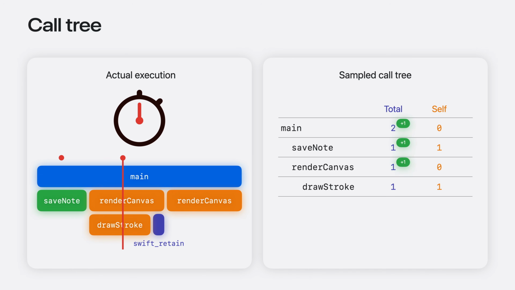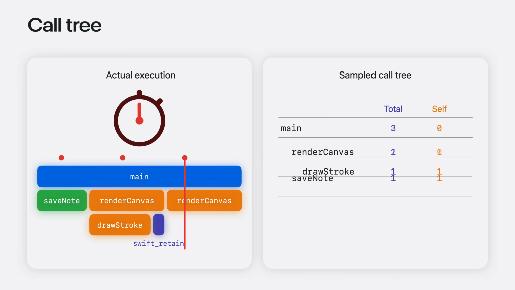A millisecond later, the second sample fires. This time, we sample main calling render canvas, which calls the drawStroke function. Their weights are also added to the tree. On the third sample, drawStroke has finished, so we sample main and render canvas. Main increments to a total weight of 3, and render canvas increments to a total weight of 2.